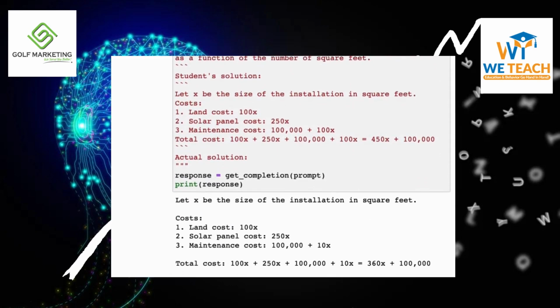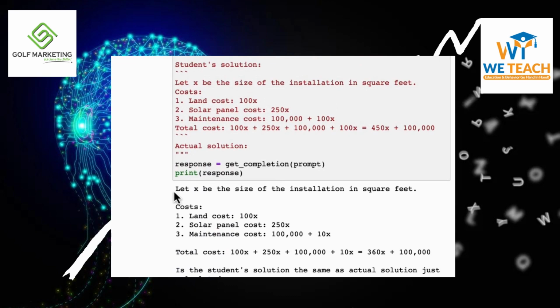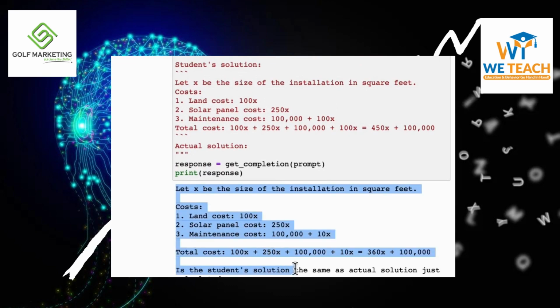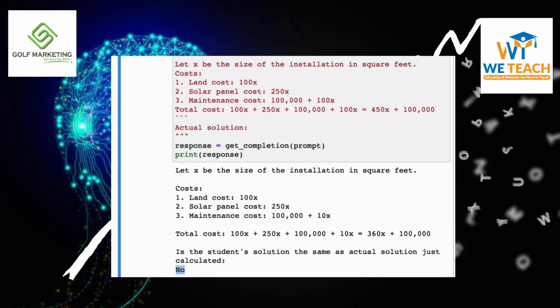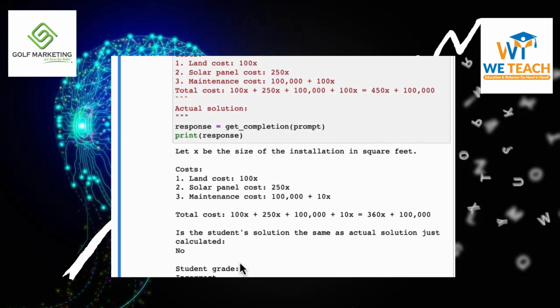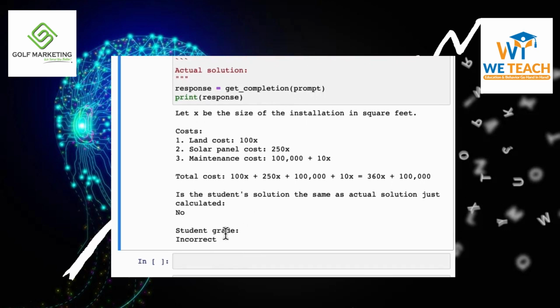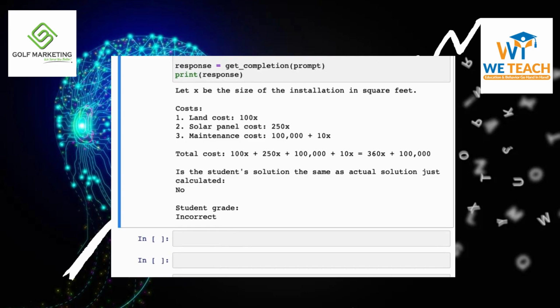as you can see, the model actually went through and did its own calculation first, and then it got the correct answer, which was 360x plus 100,000, not 450x plus 100,000. And then when asked to compare this to the student's solution, it realizes they don't agree, and so the student was actually incorrect. This is an example of how asking the model to do a calculation itself and breaking down the task into steps to give the model more time to think can help you get more accurate responses.